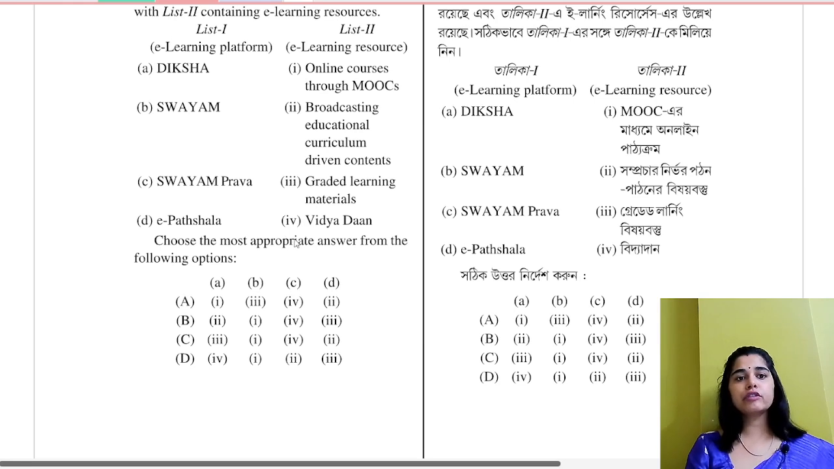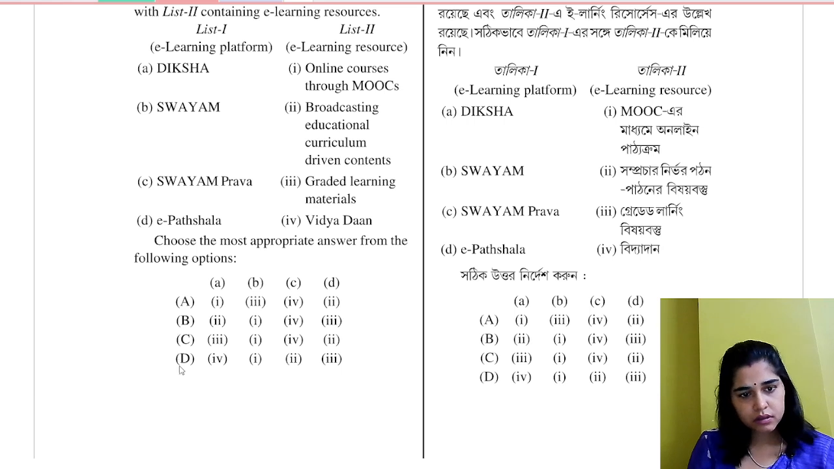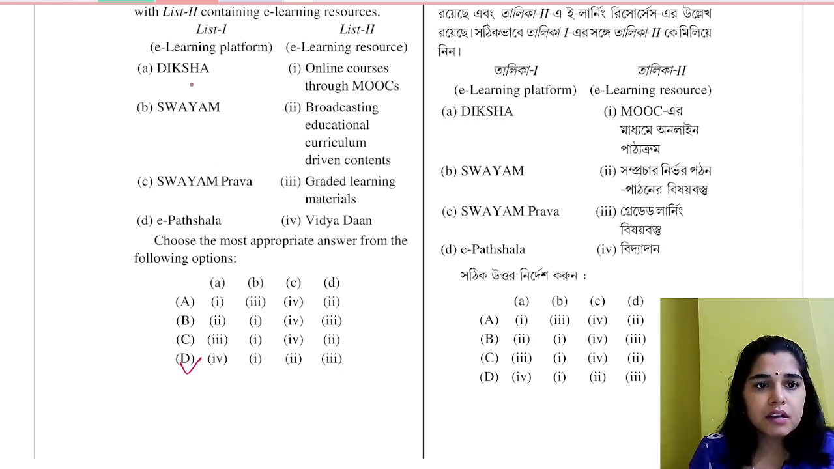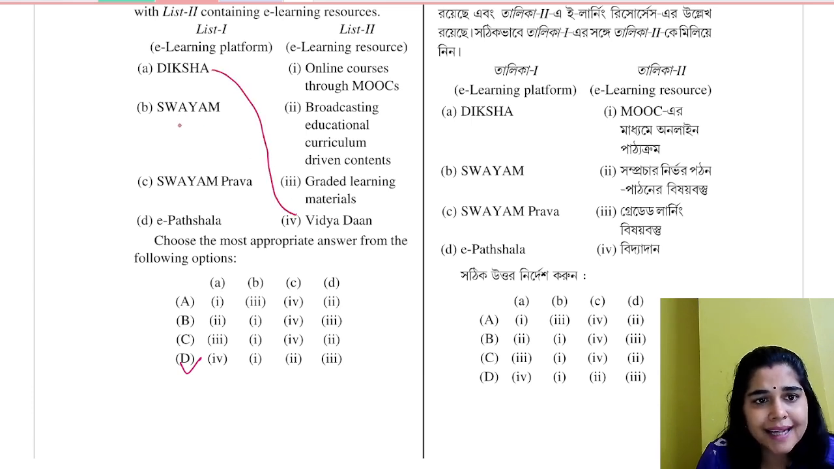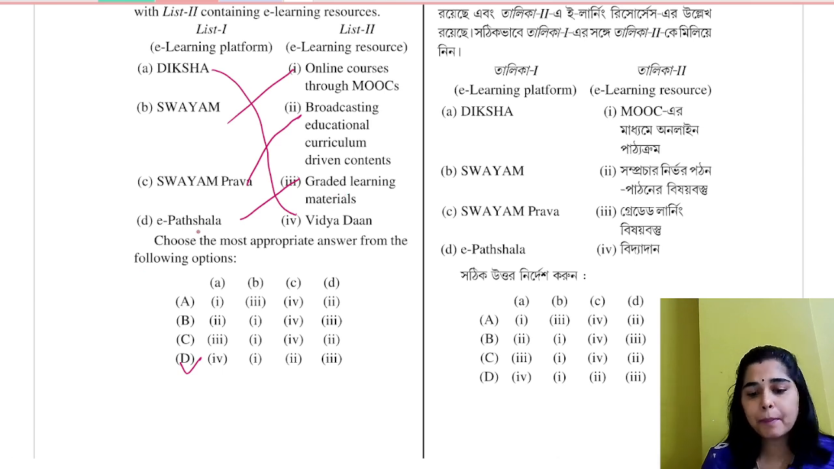So now the question is matching. The answer for this question is D. So Diksha is a portal for what? For Vidyadan. And Swayam is online courses through MOOC. And what is Swayam Prabha? I think it's a broadcasting educational channel. And ePathshala is graded learning materials. Here they provide the material.